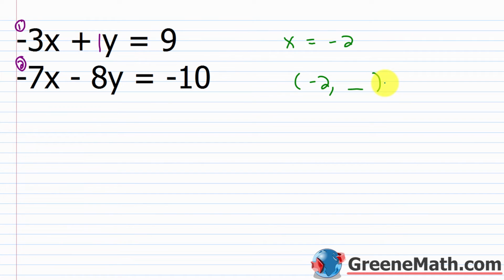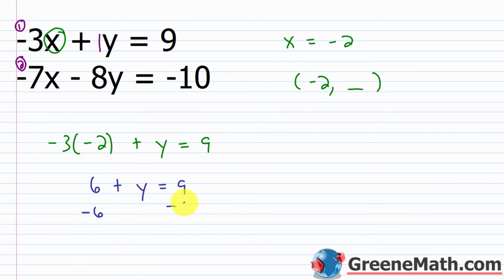So I can plug a negative 2 in for x in either original equation. Doesn't matter because in terms of the system, I know x is equal to negative 2. So this one's easier to do in equation 1. Let's just use that. So you would have negative 3 times negative 2 plus y is equal to 9. So negative 3 times negative 2 is 6. So you'd have 6 plus y equals 9.